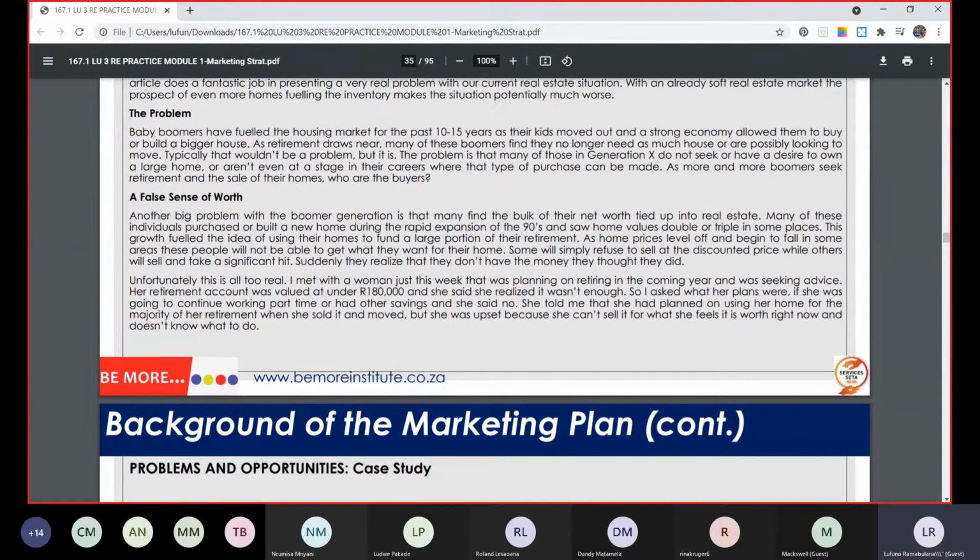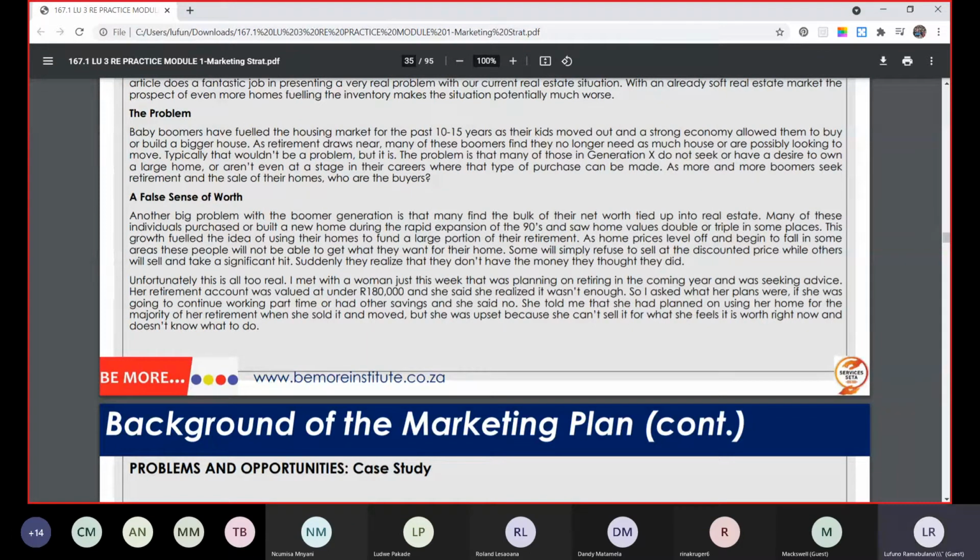A false sense of worth. Another big problem with this generation is that many find the bulk of their net worth tied up in real estate. Many individuals purchased or built a new home during the rapid expansion of the 90s, and saw home values double or triple in some places. This growth fueled the idea of using their homes to fund large portions of their retirement. As home prices level off, and begin to fall in some areas, these people will not be able to get what they expected.